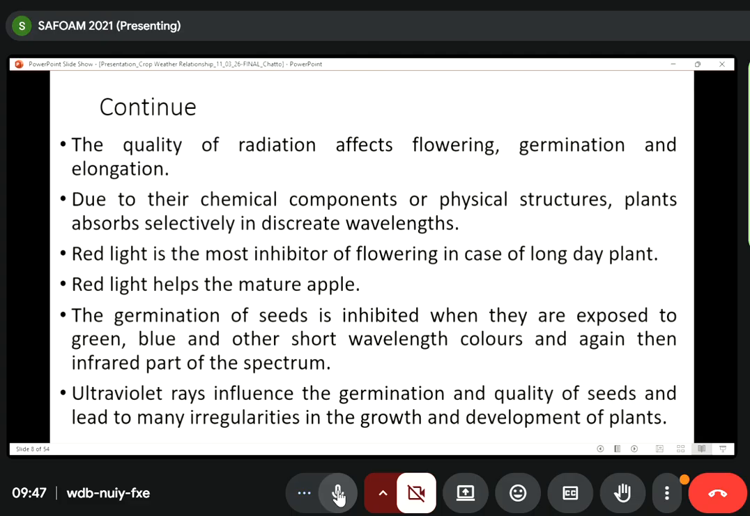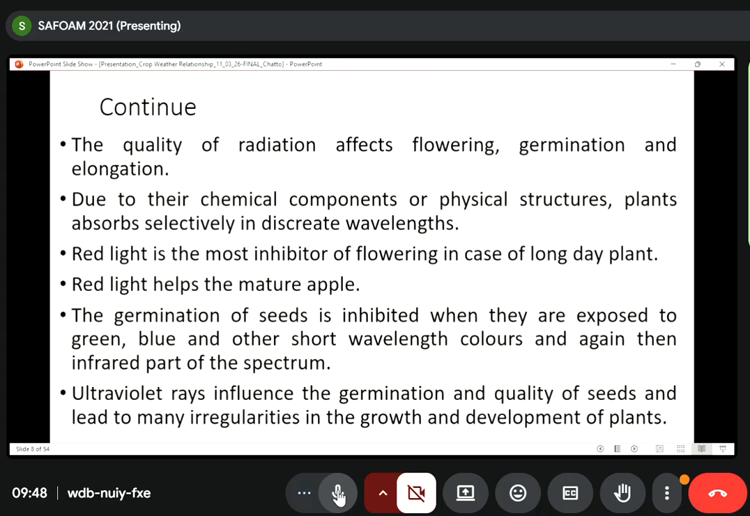Red light is the most potent inhibitor of flowering in the case of long day plants. But red light also helps to mature fruit crops like apple. And one of the phenophases, germination, is very sensitive to light, particularly the kind of radiation. You see that germination is inhibited when the seed is exposed to green, blue, and other short wavelength colors, and then the infrared part of the spectrum.